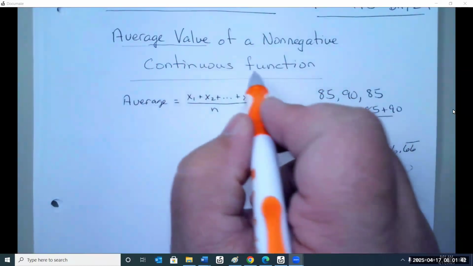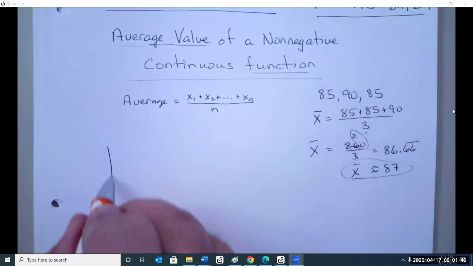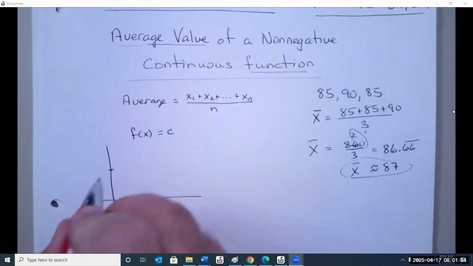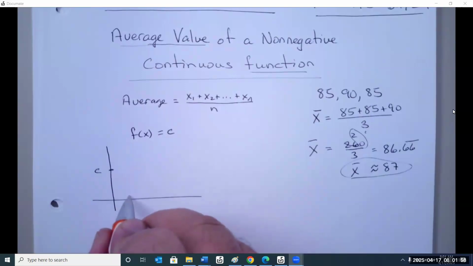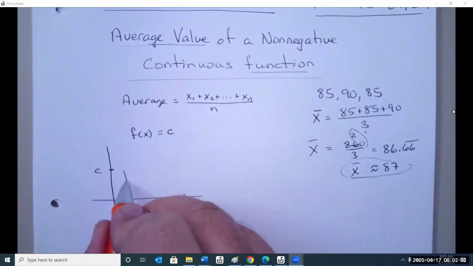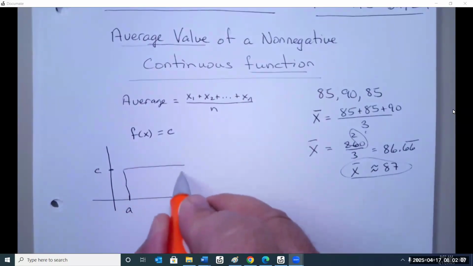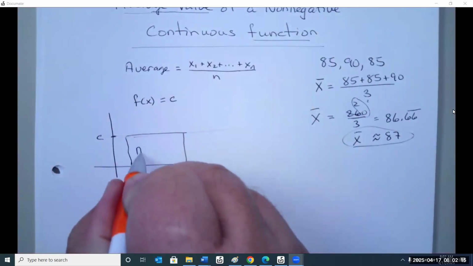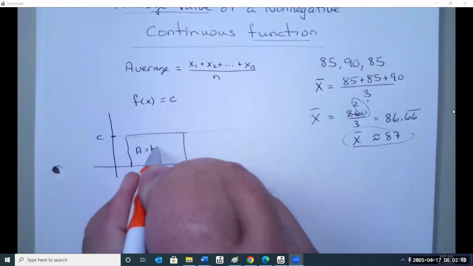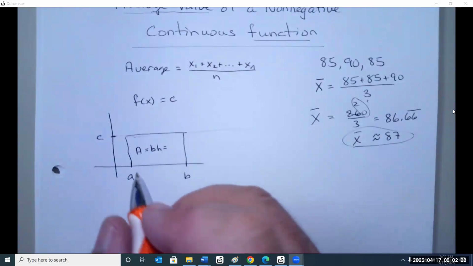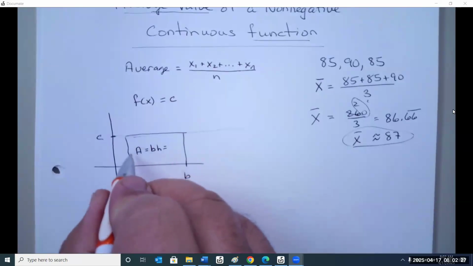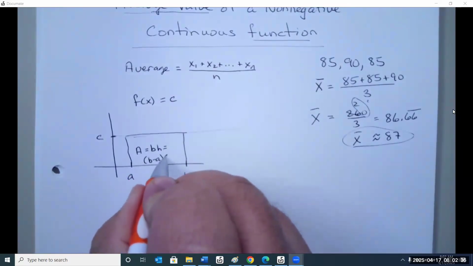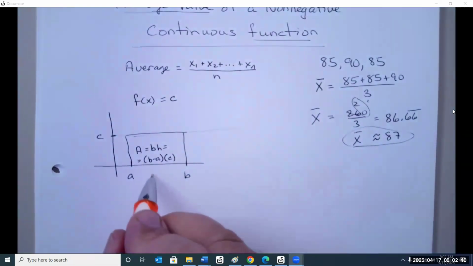What we're looking at here is average values of functions. If our function is continuous, or if f of x equals some constant number c, on some interval a, b, it's going to be a relatively simple rectangle. We're going to look at anything under that c, and to find the area is the base times the height. The area of this is b minus a times c. That's the area. The width of the base times the height.